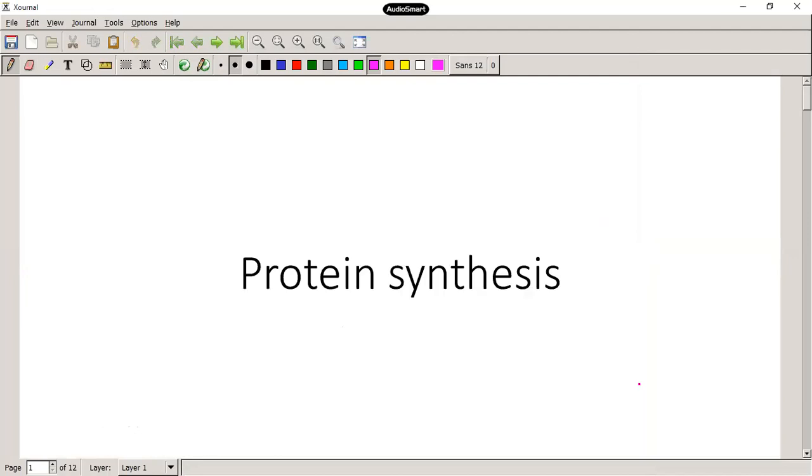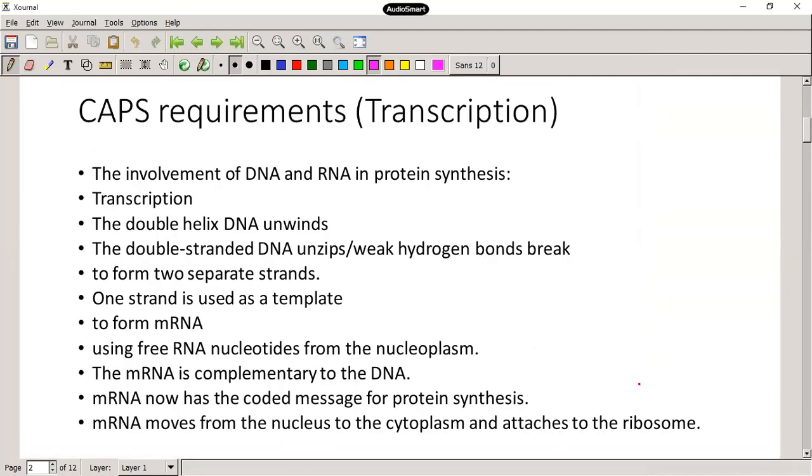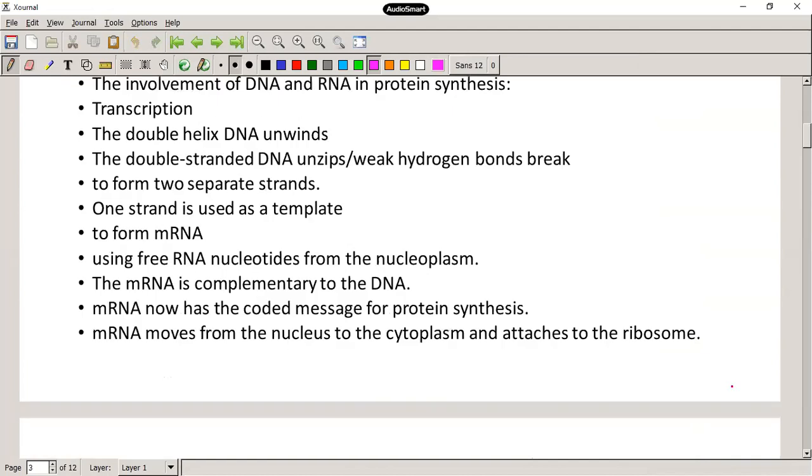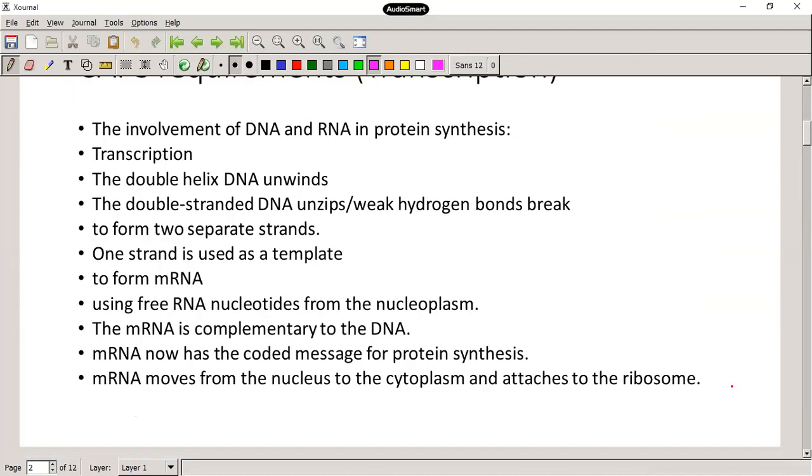Okay. So, people, what does CAPS need to know about protein synthesis? The involvement of DNA and RNA. What is DNA's role in protein synthesis? What is RNA's role in protein synthesis? Also, we need to know the process of transcription.